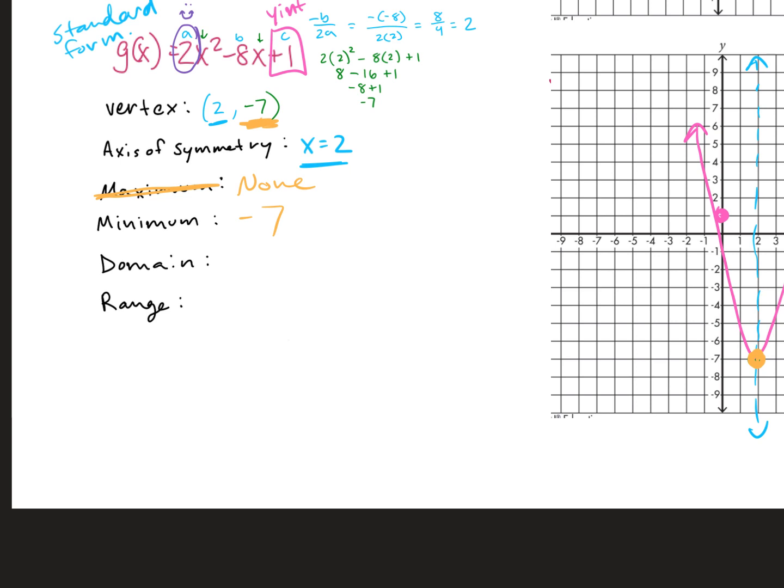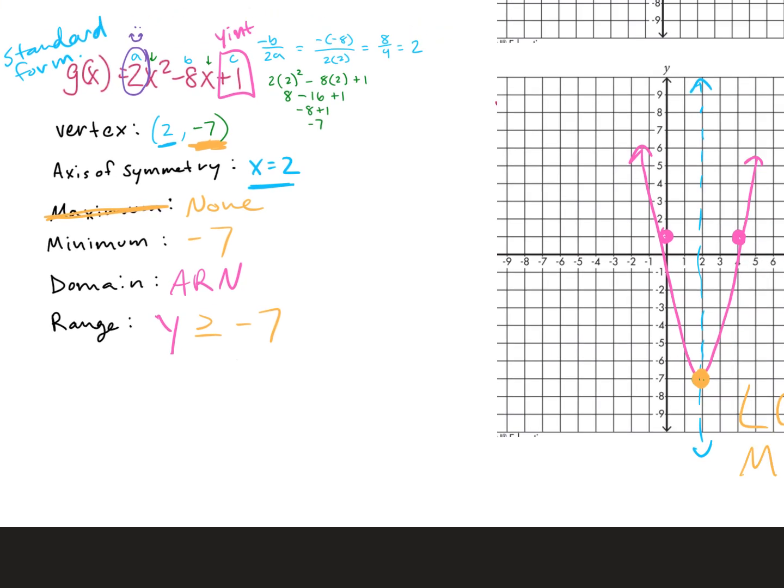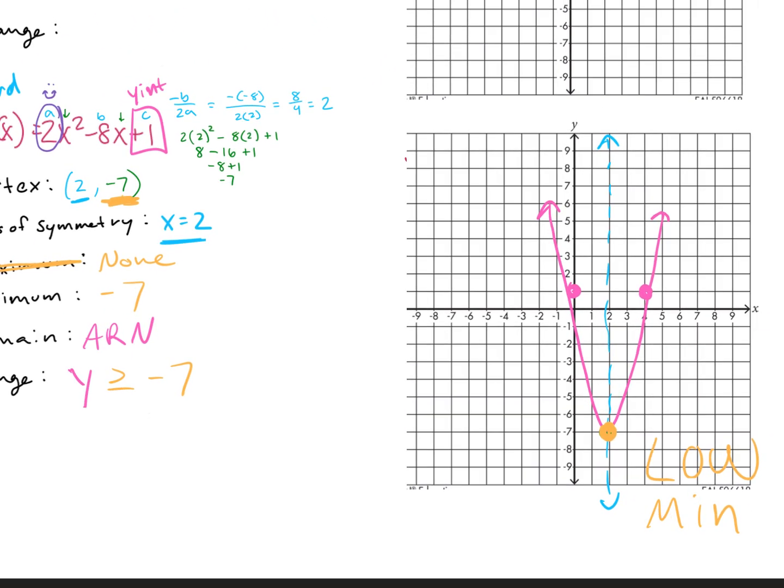What's our domain? All real numbers. Domain is always going to be all real numbers. You can abbreviate ARN if you want to, but it is all real numbers. And what would our range be here? Awesome. Y is greater than or equal to -7. So again, we use our y value. It repeats. And because our graph is opening up, we're talking about values that are greater than -7. Any questions here?